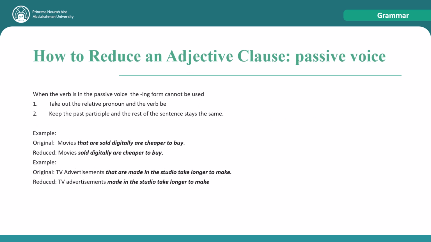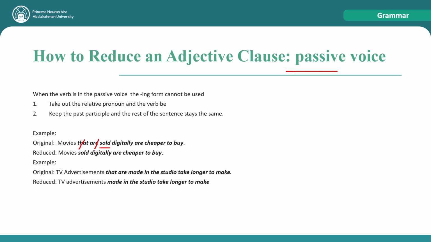Now, what if the verb is in its passive voice? Here, the ing form cannot be used, but we are still taking out the relative pronoun and the verb be. So as you can see here, movies that are sold digitally are cheaper to buy. It becomes remove the pronoun, remove the verb be, and you keep this verb as it is in the participle form. Movies sold digitally are cheaper to buy.